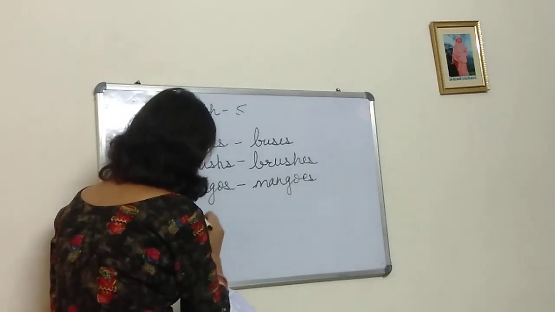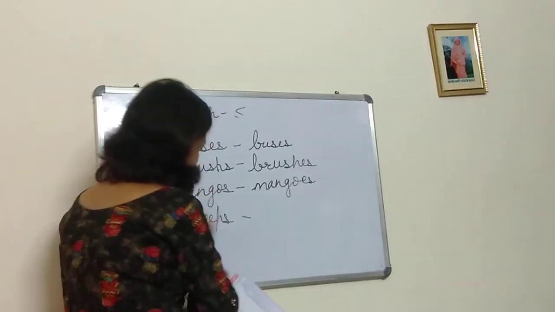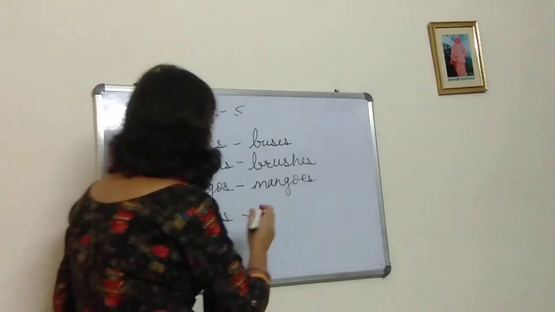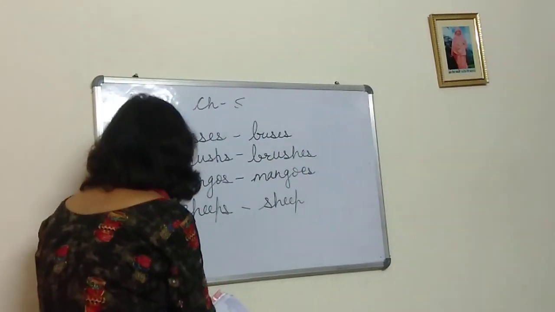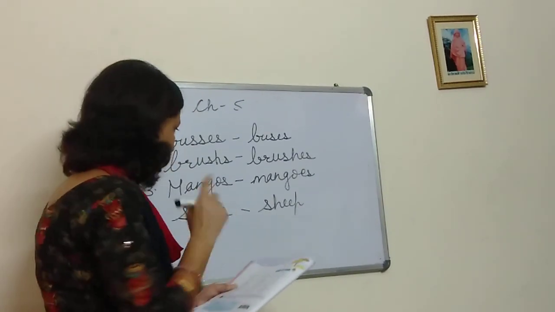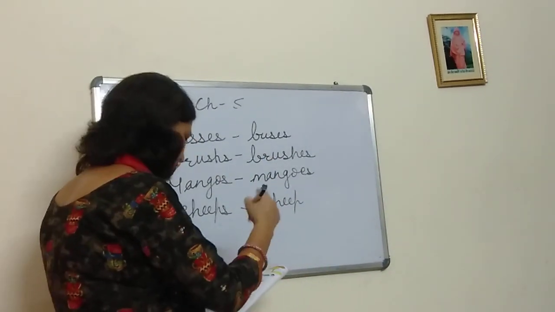Then sheeps. This is not correct. The plural is sheep. Singular is also sheep and plural is also sheep. One is also sheep and more than one is also sheep.